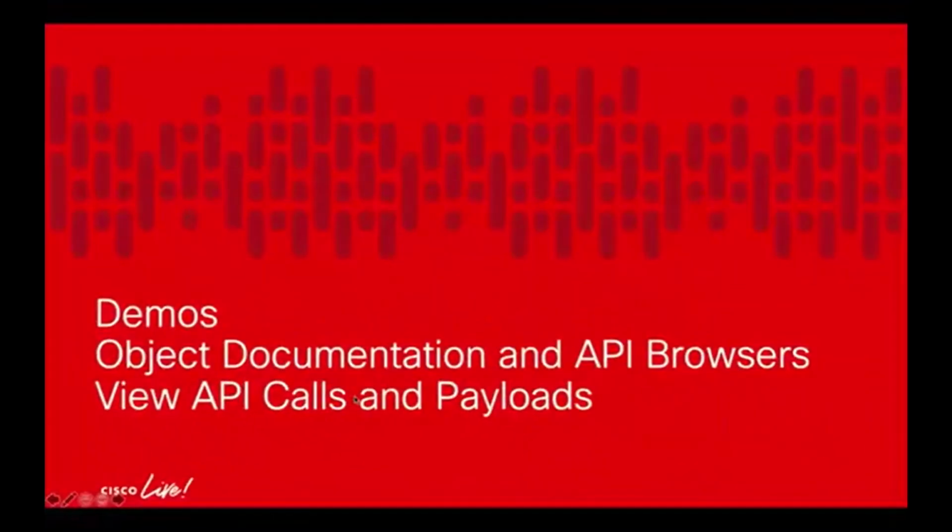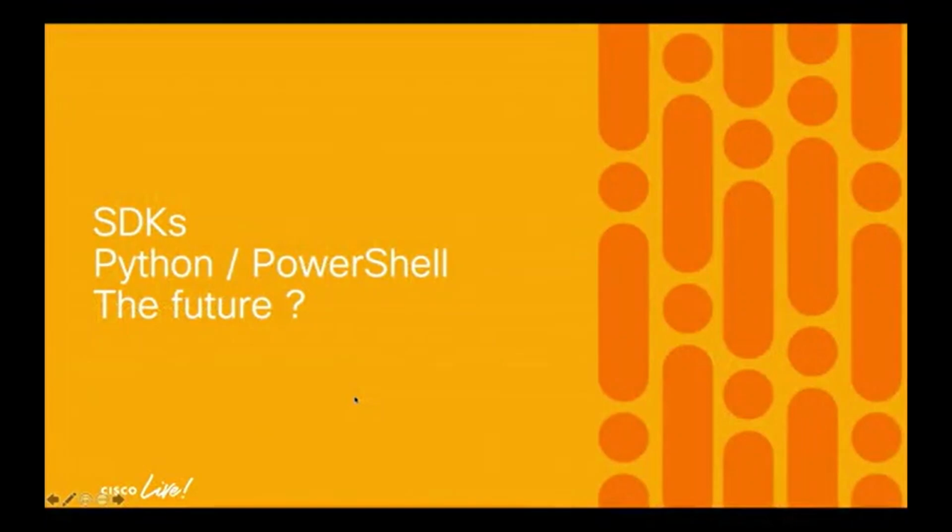So let's go to the next one, SDKs. Python and PowerShell and the future. Not much to say about the future at the moment. Maybe some Terraform provider, maybe a Go provider or Go SDK for Intersight. For UCS Manager, it's Python and it's PowerShell or it's straight up XML. Whatever one you want to use, that's what we have available.